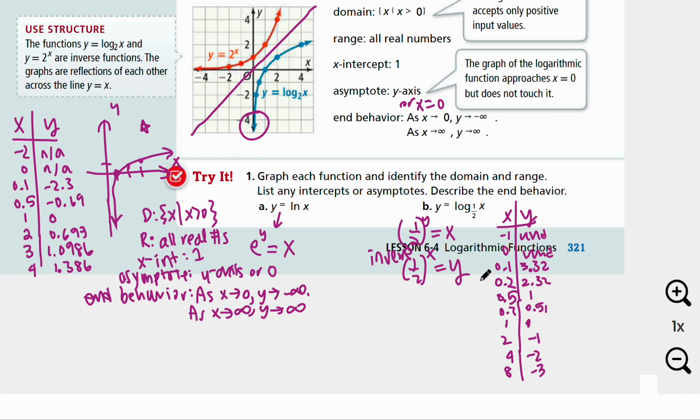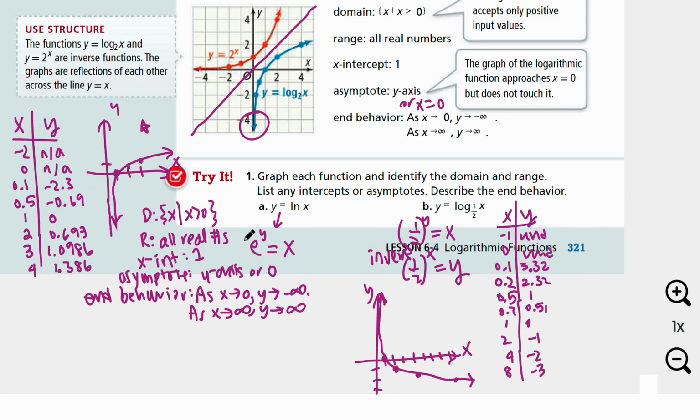So then you'll be able to graph this using some of the major key points. Your x-intercept is at (1, 0), then (2, -1), which is a nice little whole number, (4, -2), and (8, -3) as well. And then for the end behavior, you have a horizontal asymptote over here, and between 0 and 1, when x is between 0 and 1, your y is approaching positive infinity. Okay, so that's the graph.